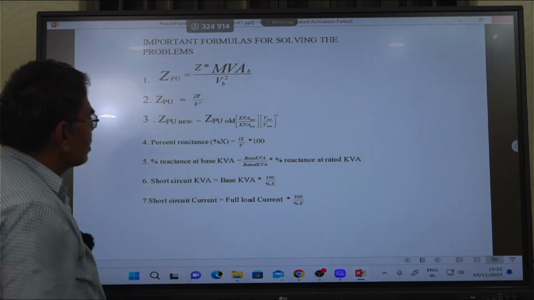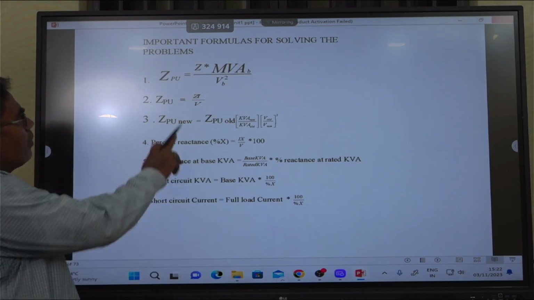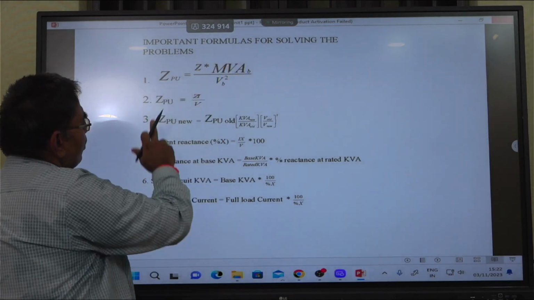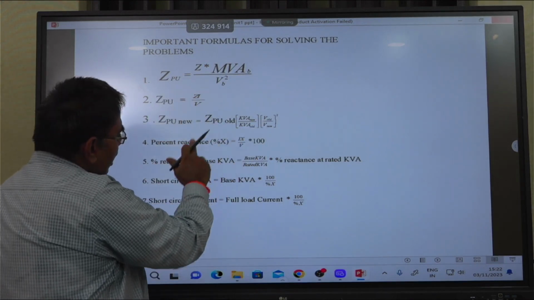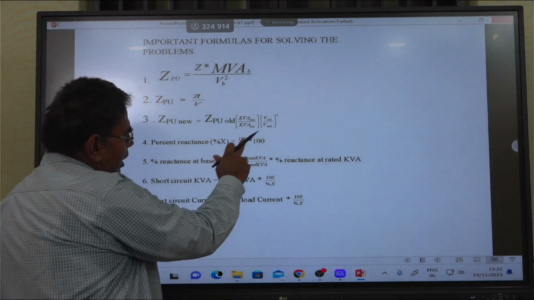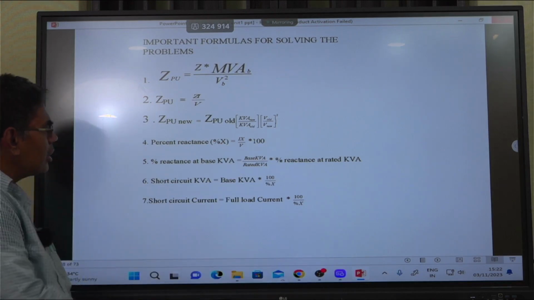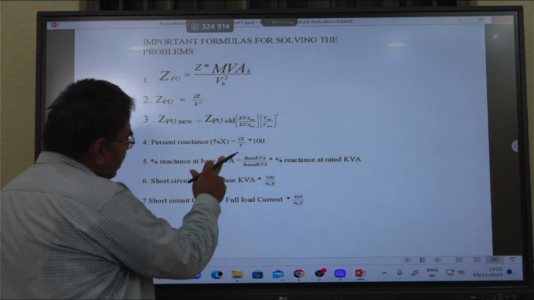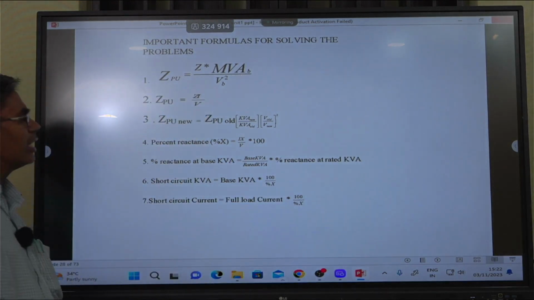Important formulas while solving in the per unit system. Z per unit is Z into MVA divided by VB square, actual value divided by base. Then the change of base and the percentage reactance. One more definition: the percentage reactance is equal to the percentage voltage drop due to the given current, Ix by V into 100. This is one more important relation. Percentage reactance at base kVA is equal to base kVA divided by rated kVA into percentage reactance at rated kVA.